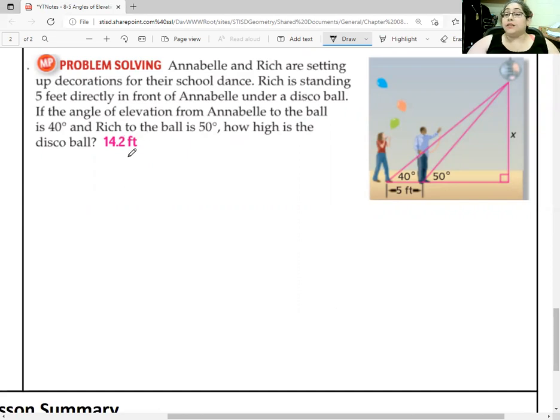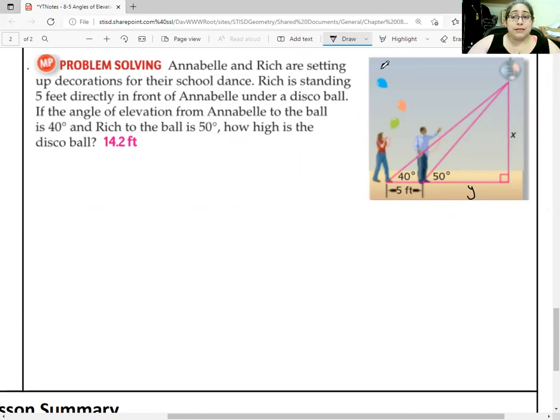All right, I've got the answer of 14.2 feet. Let's find out how the book calculated that. Okay, I don't know how far away Rich is from being directly underneath the disco ball, but we do know that he's 5 feet in front of Annabelle. So Annabelle is whatever distance Rich is, plus another 5 feet.